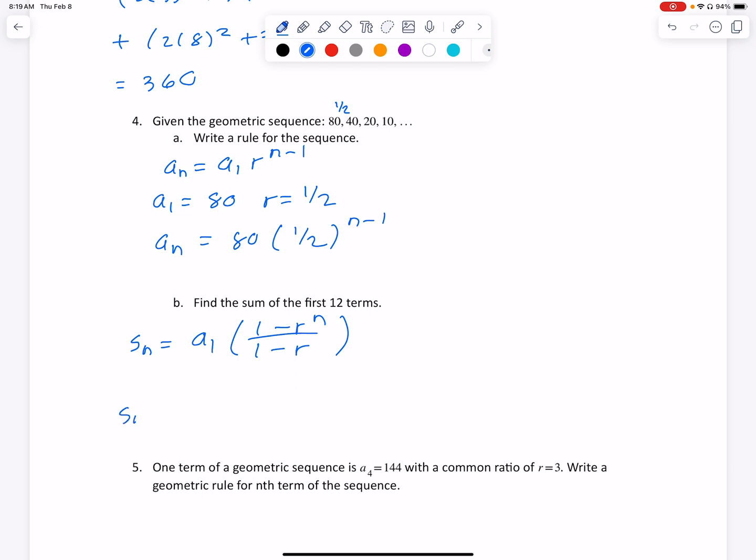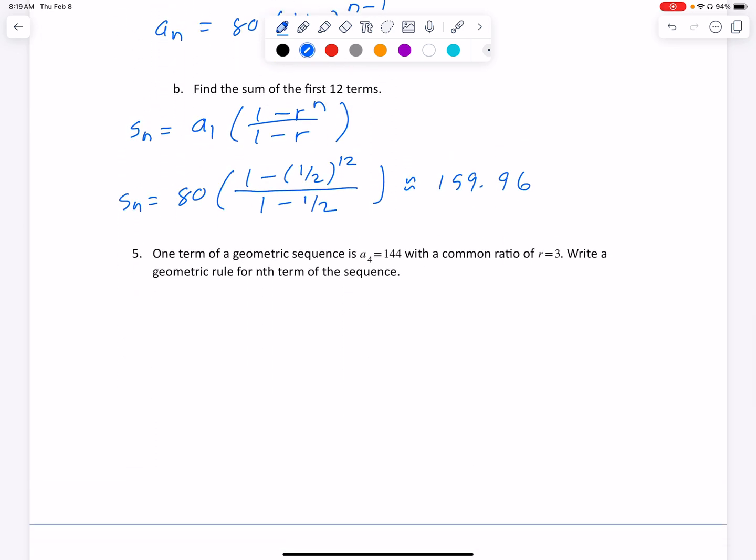So in this case, our first term was 80, and we're going to get 1 minus r. R is 1/2 raised to, in this case, we were asked to find the first 12 terms, so raised to the power of 12, over 1 minus r. From there, we're just going to grab our calculators, and we get 159.96.